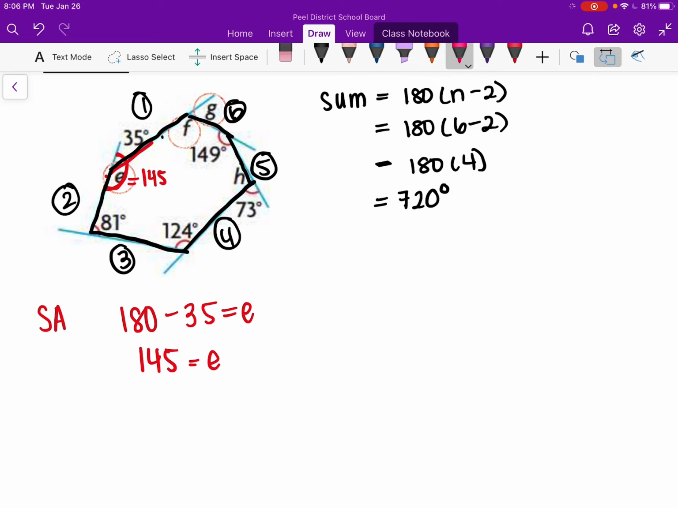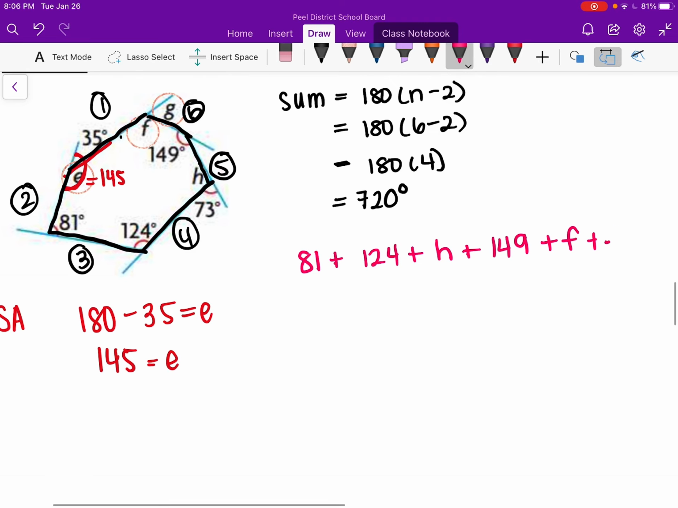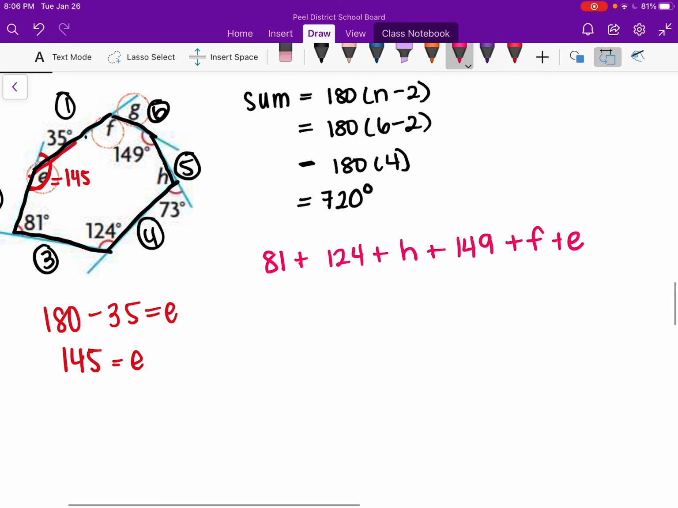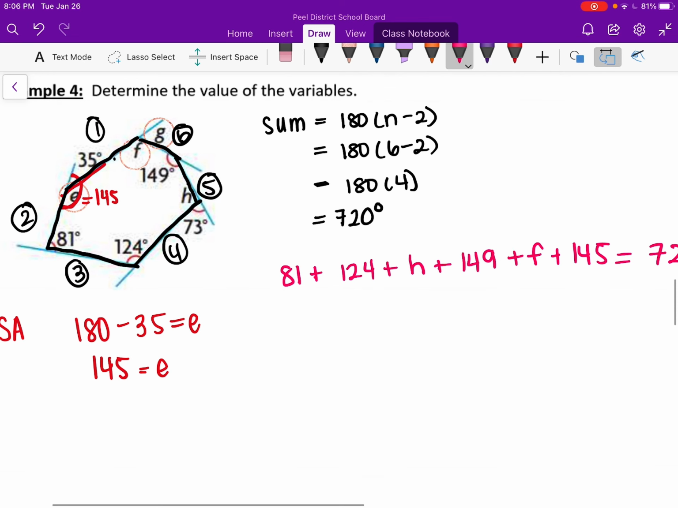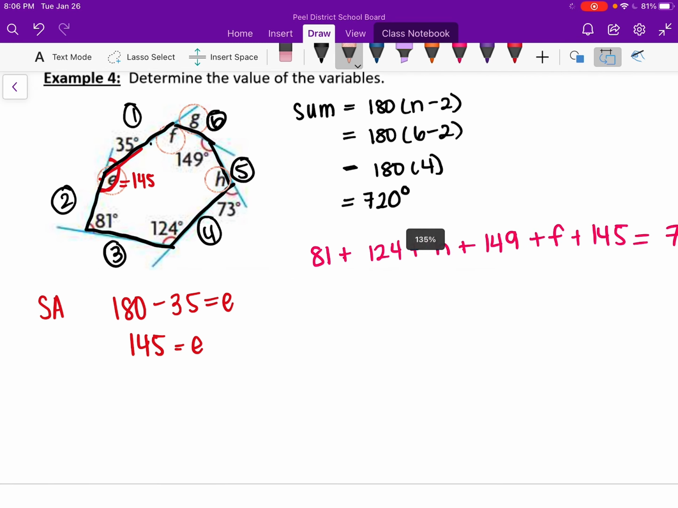So I'm going to do, okay, 81 plus 124 plus h plus 149 plus f plus e, which is 145. So I'm just going to plug that in. 145 equals 720. And this is why I always go in and I label stuff, because I actually forgot a number.